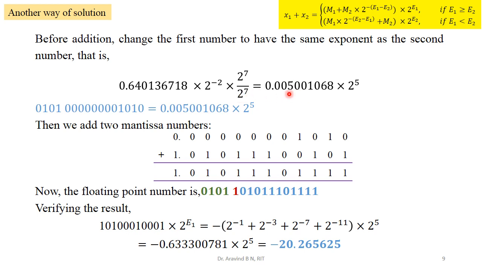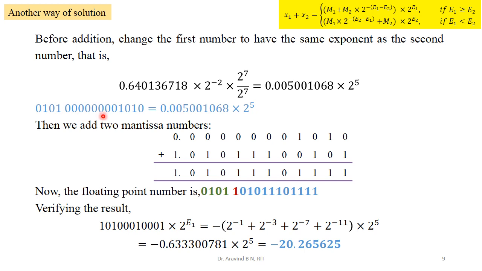Now x1 has been realized as 0.00500168 into 2 to the power of 5. Right? So now convert this into the equivalent mantissa and exponential representation, and this is what we are going to obtain for that one.